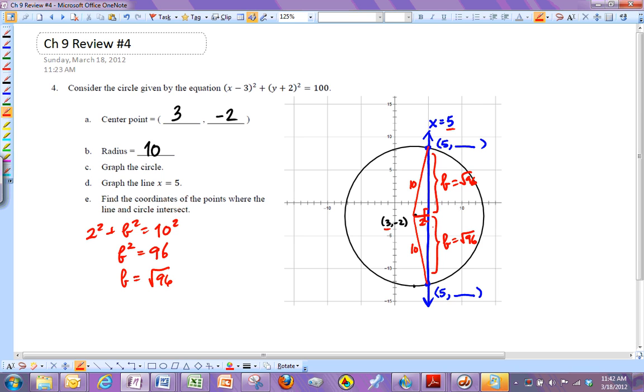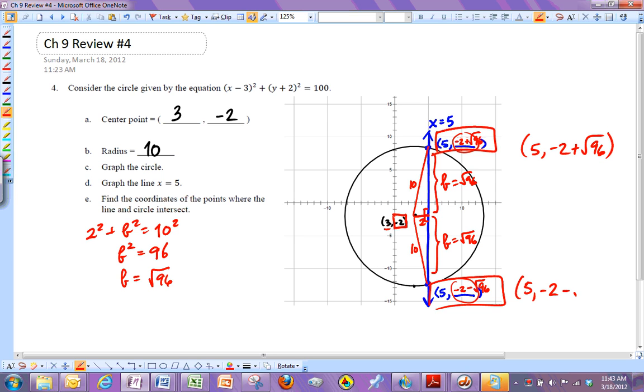So we're going up and down. What a lot of students do is they just put root 96 right here and negative root 96 right here, but that's only if you're going up and down from 0. We're going up and down from negative 2 because the y's change when you go up and down. So I'm actually starting at negative 2 and then adding root 96, and I'm at negative 2 and then subtracting root 96. So here are my two answers right here. These are my coordinates, 5 comma negative 2 plus root 96 and 5 comma negative 2 minus root 96.